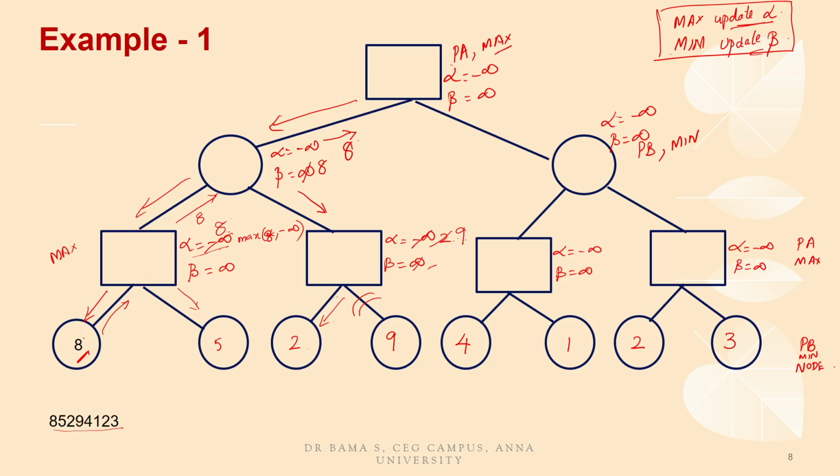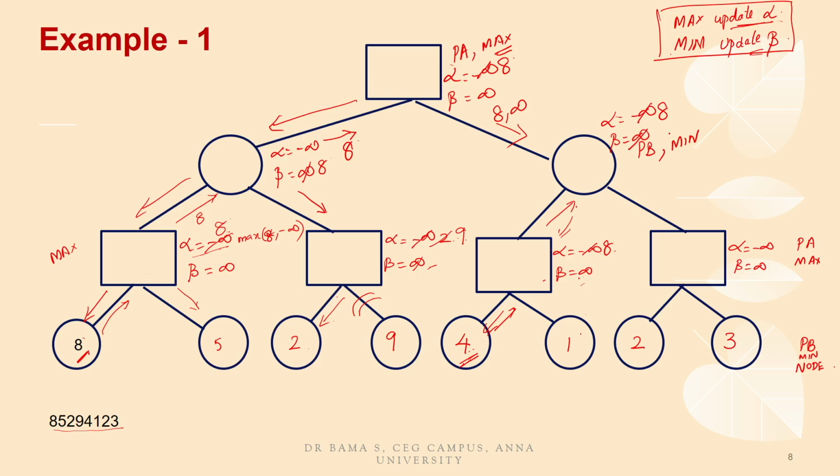So, at this point max updates alpha. So, alpha is going to be 8 comma infinity. So, this value will come down, 8 comma infinity. Now, it goes again depth first search. At this point it finds 4, this 4 gets updated here in the max node, it is 8 comma 4, it is 8 and it is 1 comma, this goes, this is 8.